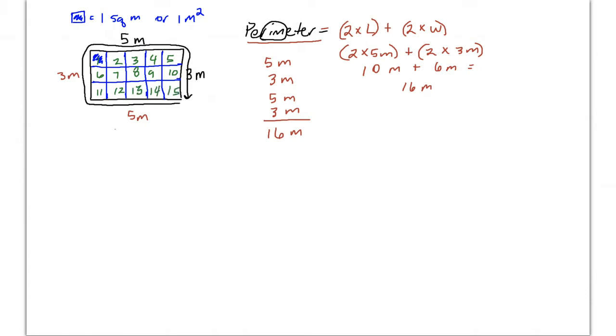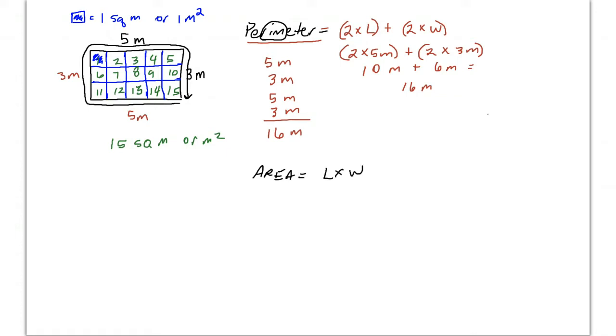So it would be 15 square meters, or meters squared. It's the same thing. Now another way of finding area is really just using the formula, and that's probably the easiest way. Area is equal to length times width.